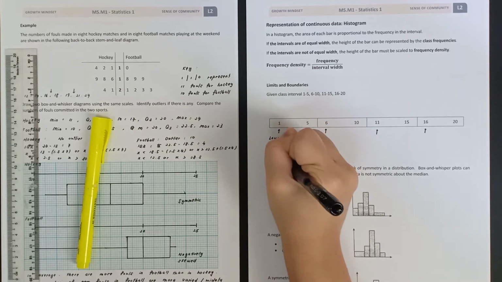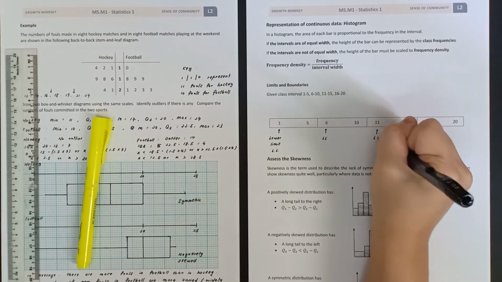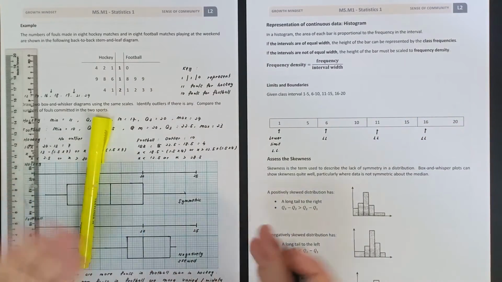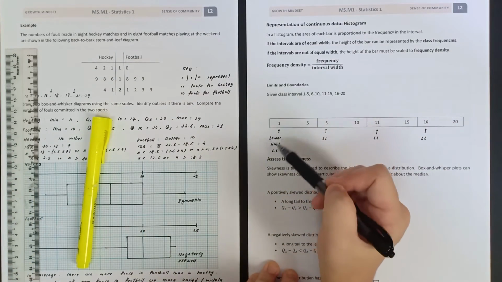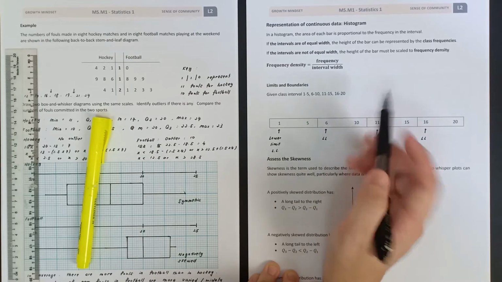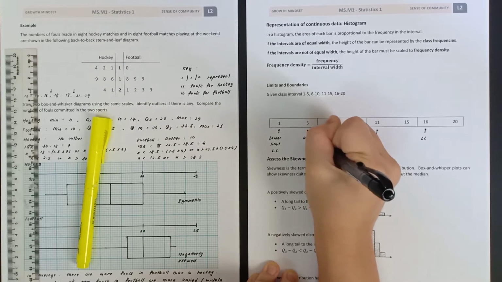I'll write LL here. So this is the LL, LL, LL. This is the lower limit of the class. So for 1 to 5, the lower limit is 1. For 6 to 10, the lower limit is 6. Then this one is called the upper limit.